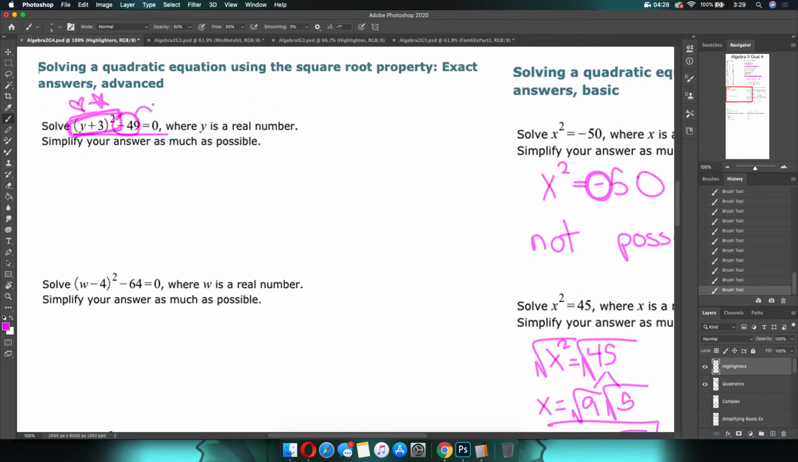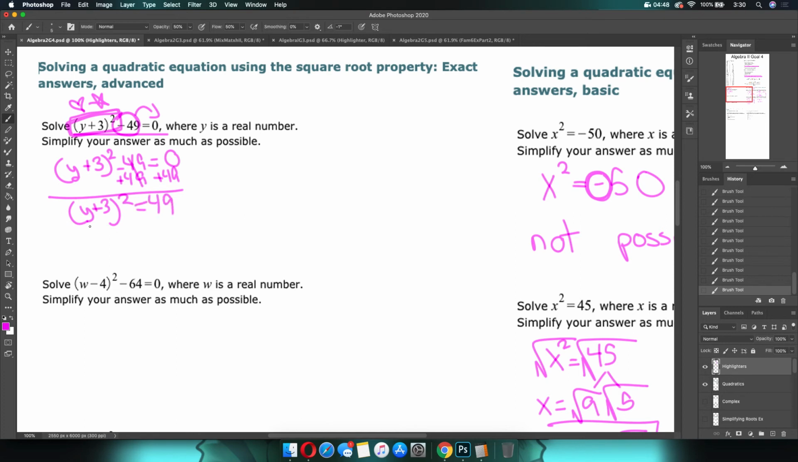You want to isolate it. You need to quarantine it over on the other side of the equal sign. So you have y plus 3 quantity squared minus 49 equals 0. That's the intruder, so plus 49 plus 49. Y plus 3 quantity squared equals 49.